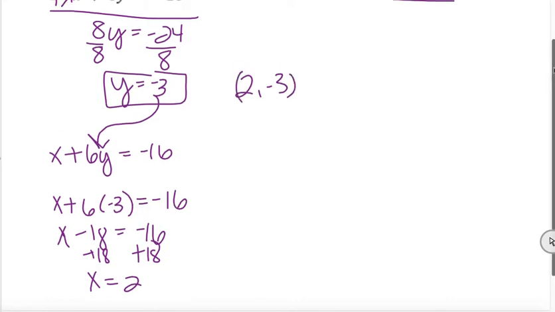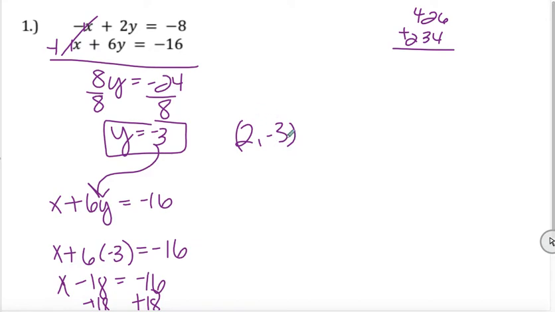Now, remember when we're doing systems of equations, you should always plug this ordered pair back in. Since I just used the bottom equation to solve, I'm going to plug it in up top. So 2 plus 2 times negative 3 is what this would look like. And so 2 times negative 3 is negative 6. And I have a negative x out front here. So negative 2 plus negative 6 is indeed negative 8. So we are good to go with this being our final answer.